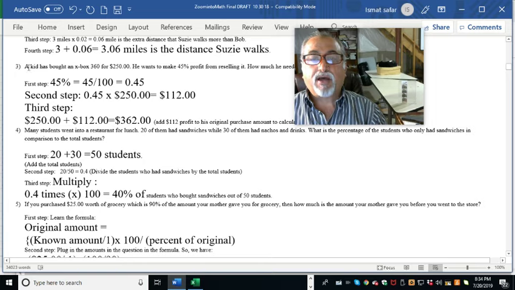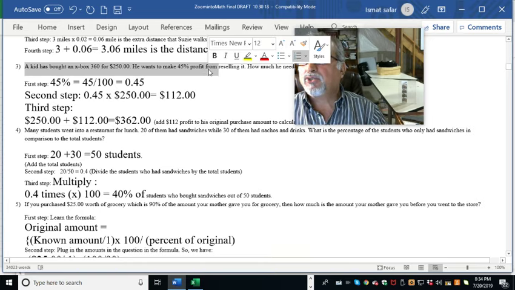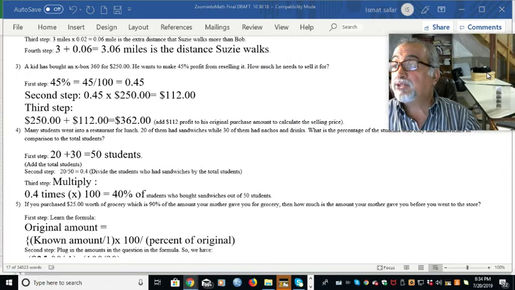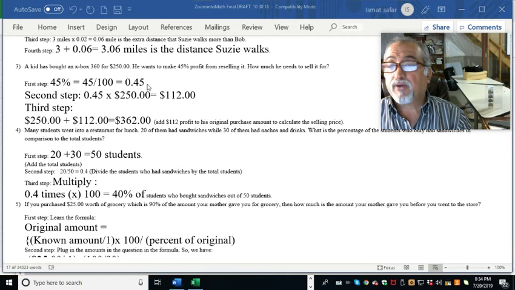Okay, now we have another question. A kid has bought an Xbox 360 for $250. He wants to make 45% profit from reselling it. How much does he need to sell it for? Well, we go like this. First step, 45% is how much? It's 0.45. That is the first step.